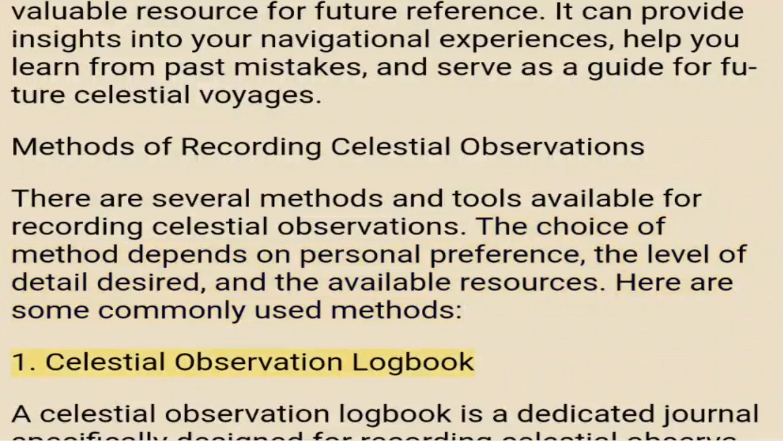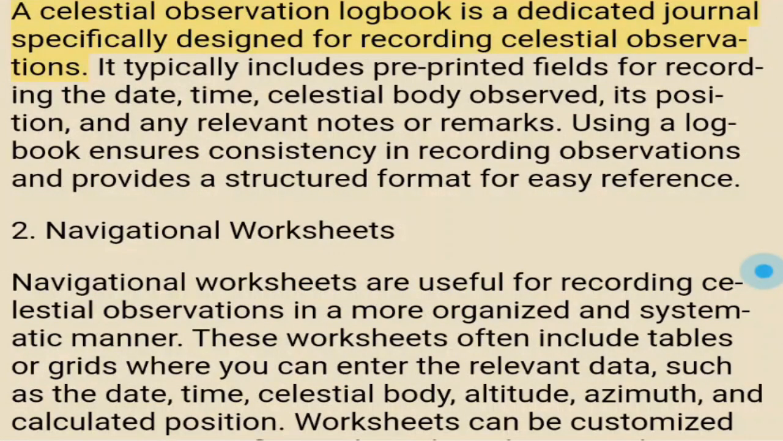1. Celestial Observation Logbook. A celestial observation logbook is a dedicated journal specifically designed for recording celestial observations. It typically includes pre-printed fields for recording the date, time, celestial body observed, its position, and any relevant notes or remarks. Using a logbook ensures consistency in recording observations and provides a structured format for easy reference.